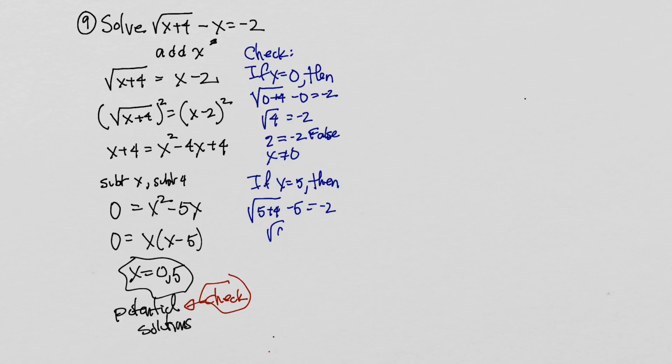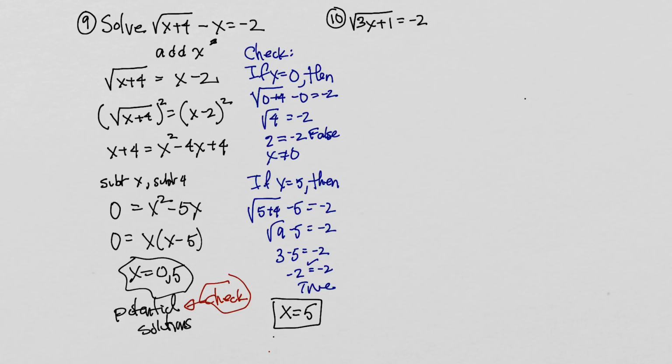Well, this is going to be the square root of 9 minus 5 equals negative 2. We'll get 3 minus 5 is negative 2. We get negative 2 equals negative 2. That works. We got a true statement. So 0 doesn't work, but 5 does. So now we'll just conclude here that out of those two solutions, only one works, and that's the 5.